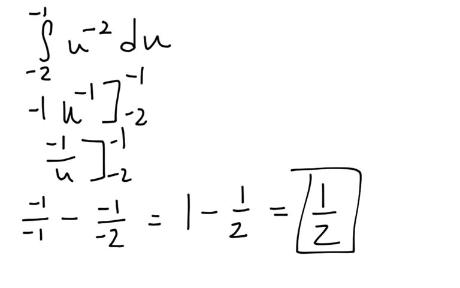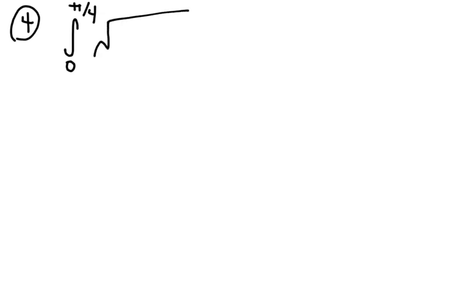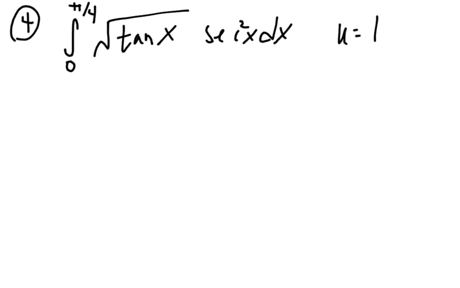Okay, now for number 4. The integral from 0 to pi over 4 of the square root of the tangent of x times secant squared x dx. Now, what is u? u is going to be tangent of x. How did I know that? It's under the root for 1. For 2, this is its derivative sitting right here behind it.